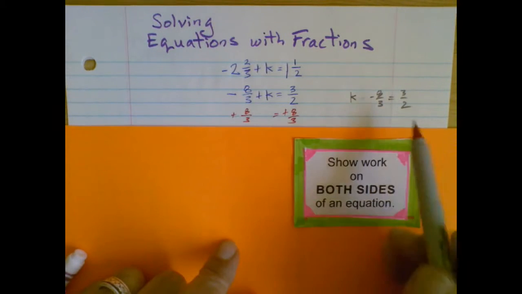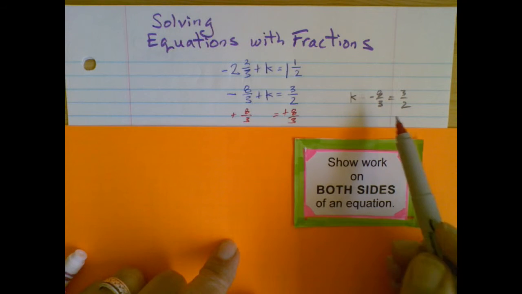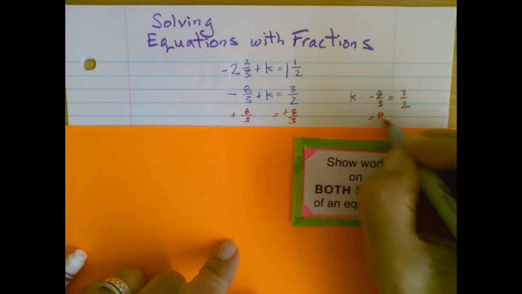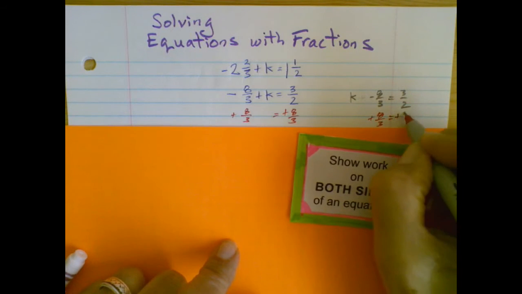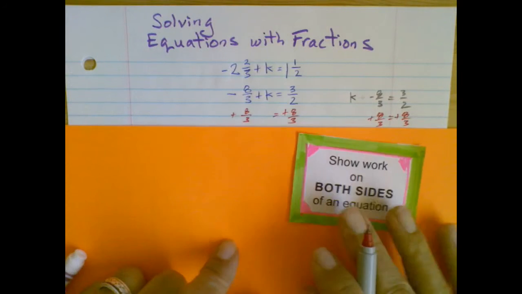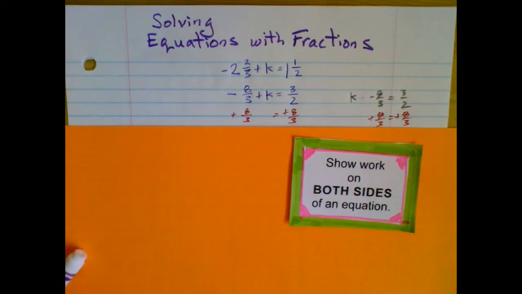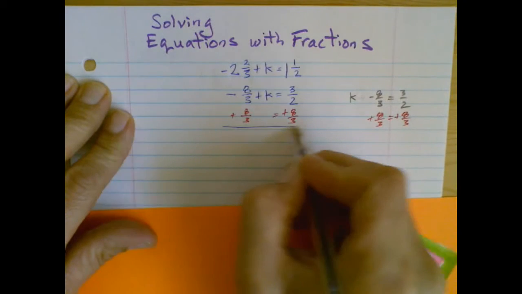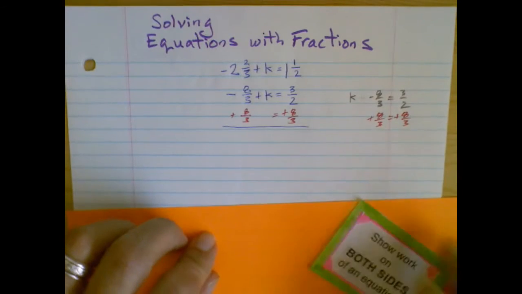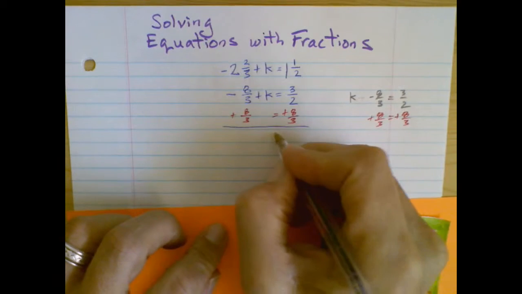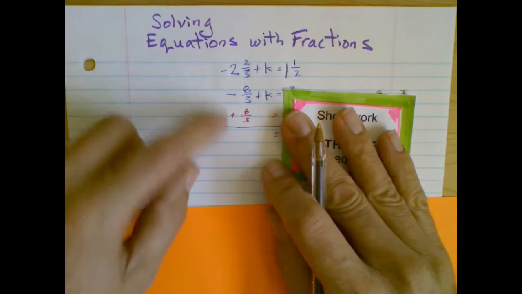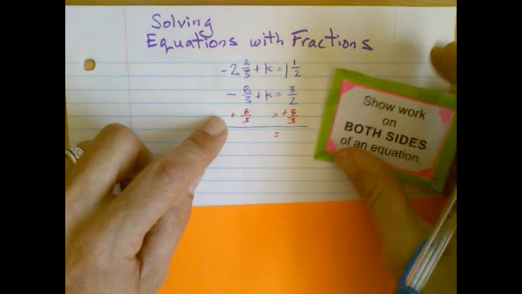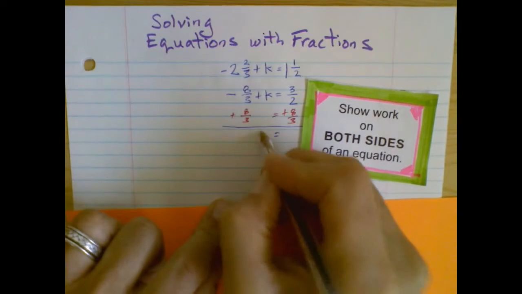And you can see when we rewrote it, we'd get the same step. If I want to undo subtracting 8/3, I would add 8/3. And again, I would show it on both sides of the equation. From here on out, let's just work with this particular equation that we set up. So, on the left side of the equal sign, we have these opposites, and when you add opposites, it becomes 0. So the only thing left on the left side is k.